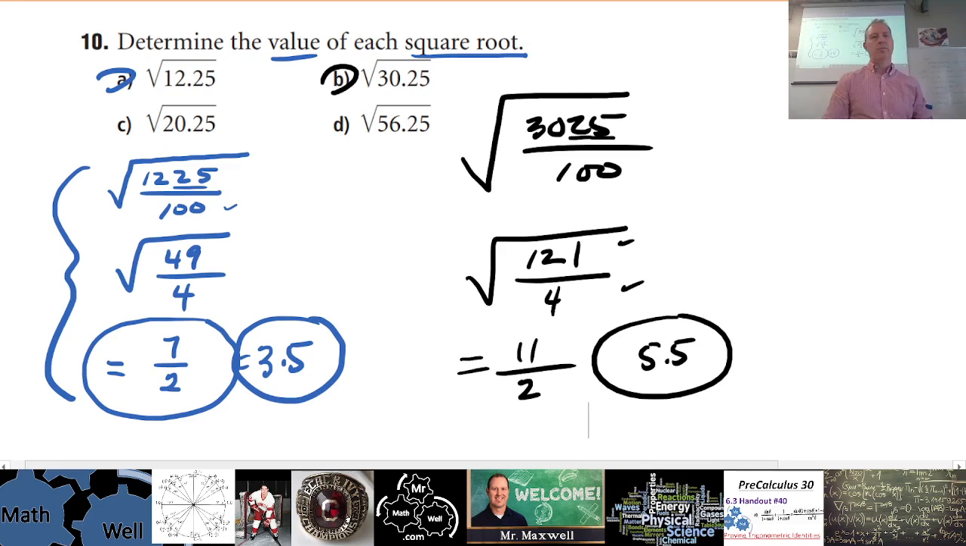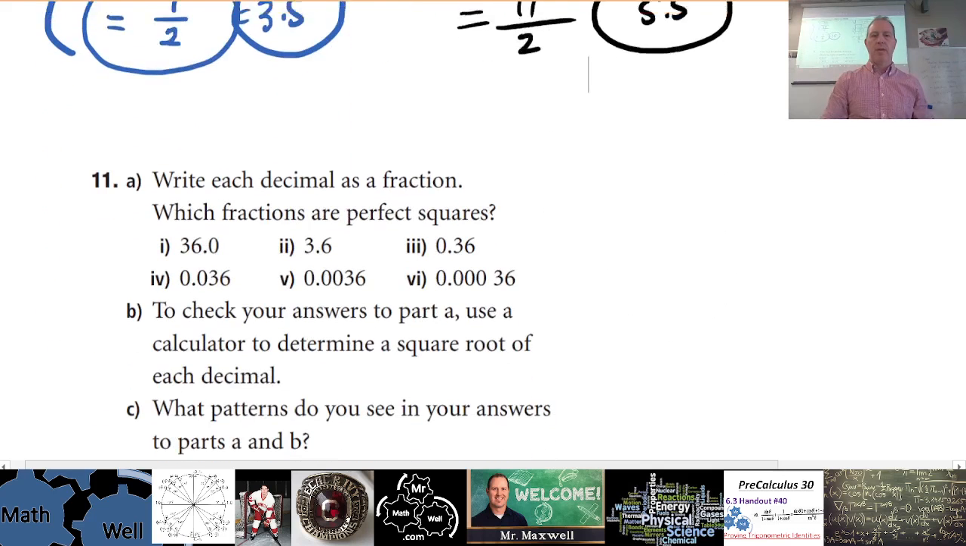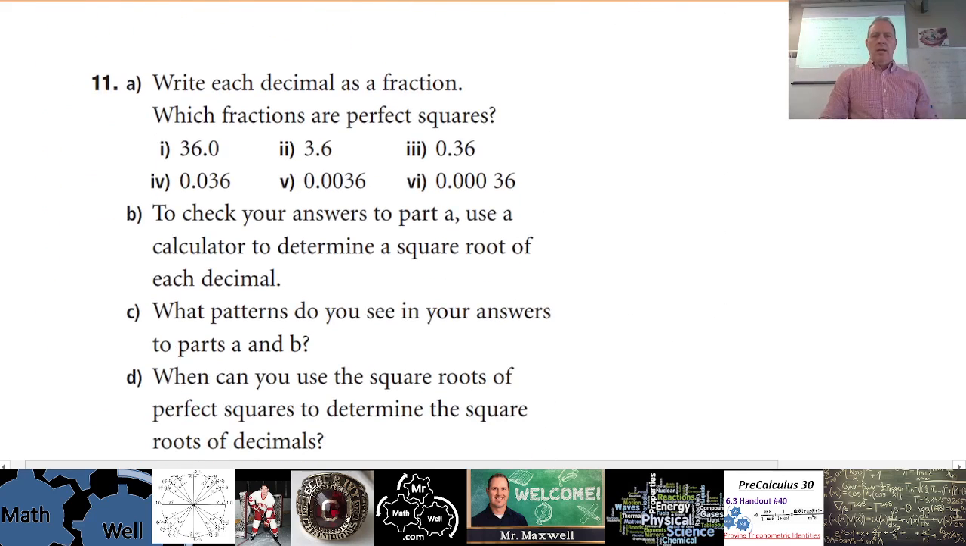Okay, I'll let you do C and D on your own for number 10. Number 11. Let me walk through parts of number 11 with you anyways. This says write each decimal as a fraction. Which fractions are perfect squares?